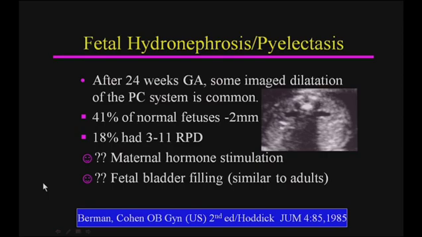of dilation, and 18% of normal fetuses may have 3 to 11 millimeters of renal pelvic dilation. Whether this is on the basis of maternal hormone stimulation or if it's on the basis of fetal bladder filling, similar to adults, in which if a bladder is filled, it may press on the ureters and allow the renal pelvis to appear more dilated, and that can be seen, for example, in late-term pregnancy.